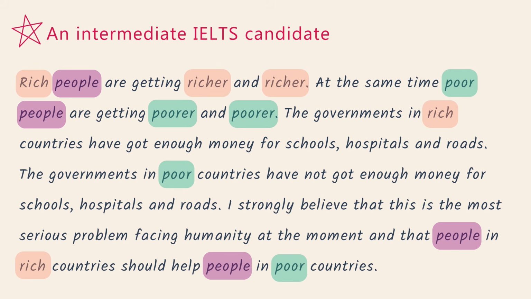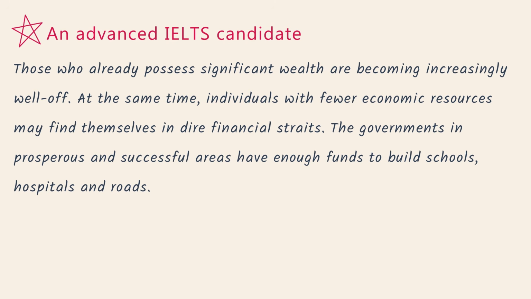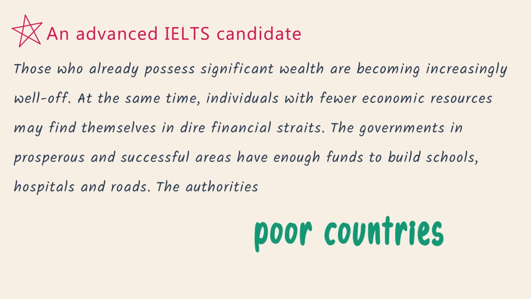So let's start this sentence. Instead of the governments, we can write the authorities. Everywhere in your IELTS Task 2 writing, you can use the authorities instead of the government, right? So the authorities, instead of poor countries, what can we write? Can you think of another synonym? So instead of poor countries, we can write in less developed nations. So the authorities in less developed nations.